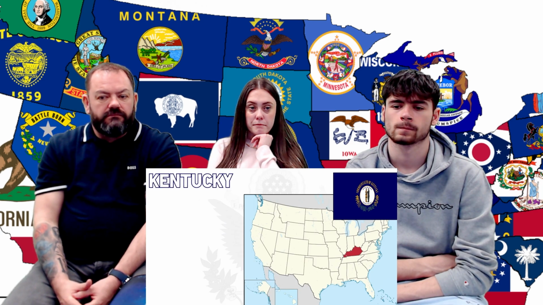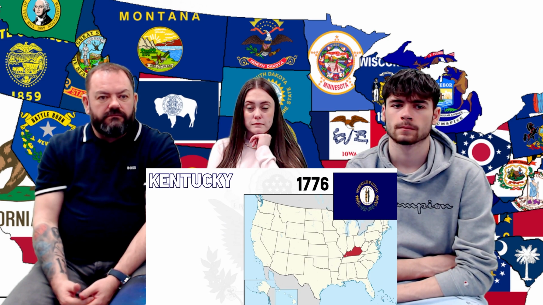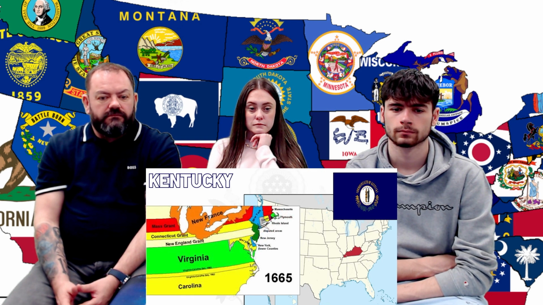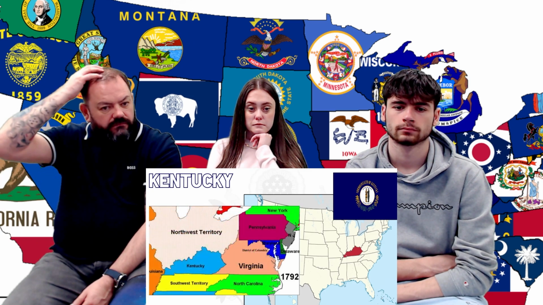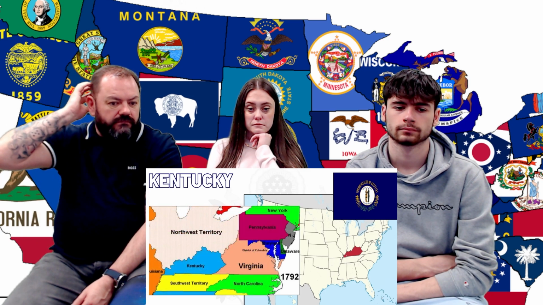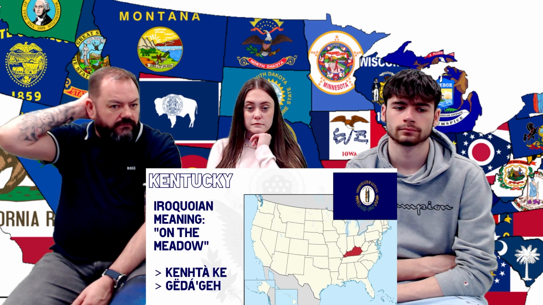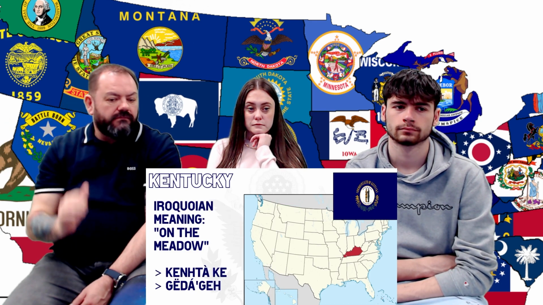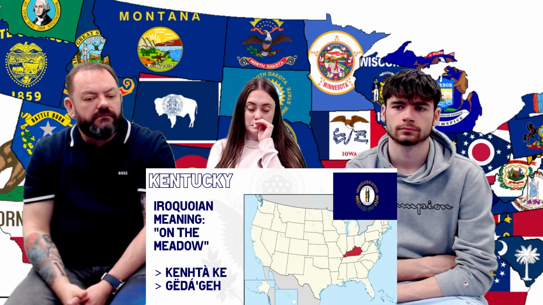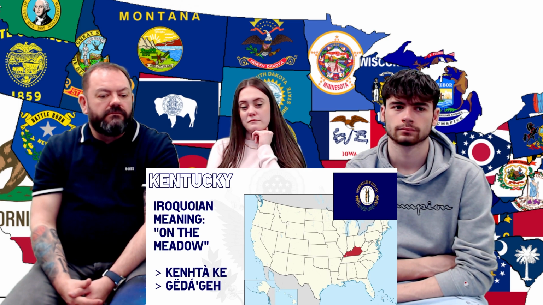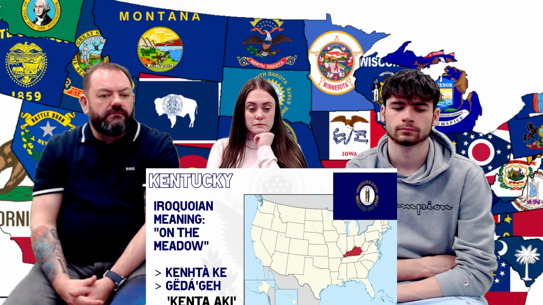Moving to Kentucky. In 1776, Virginia's colony included most of England's claims in North America, and the counties beyond the Appalachian Mountains became known to Europeans as Kentucky County, named for the Kentucky River. The origin of the name is uncertain, but probably based on an Iroquois name meaning on the meadow. In the two native languages of Mohawk or Seneca, it was said as Kentucke or Gedage, respectively. Others have suggested the term Kenta-Aki, which could have come from an Algonquin language.